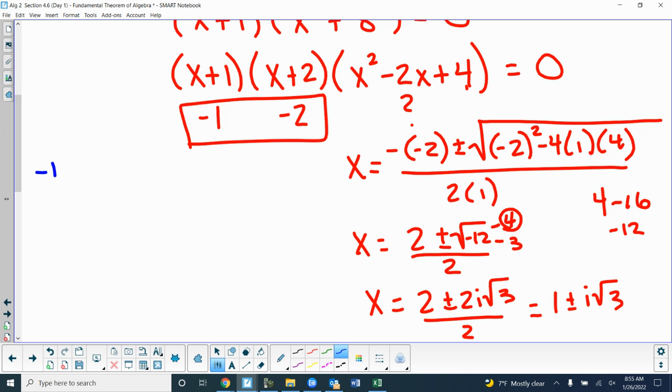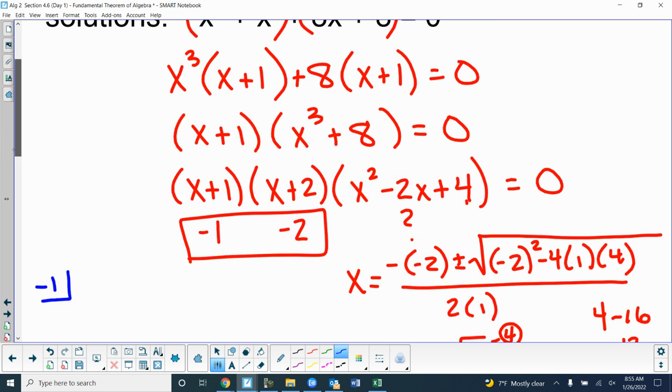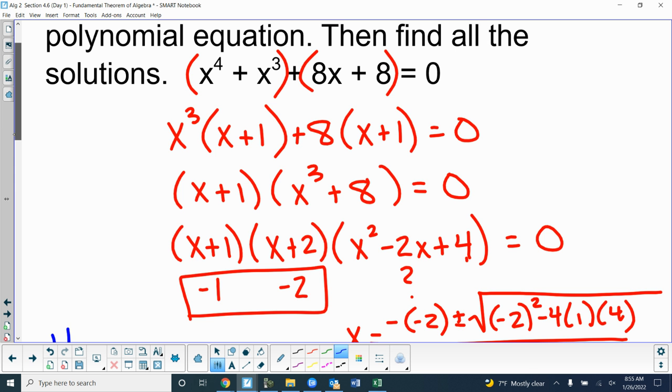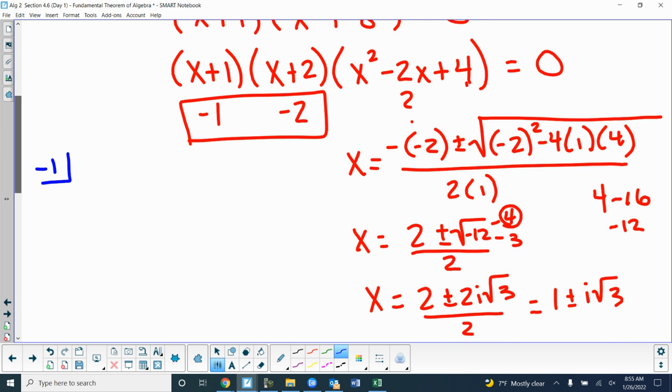You're going to put -1 in your corner, and then what do we have here? We got a 1, 1, 8. We got a 0 also for the x squared. Do you guys notice that? So we got 1, 1, 0, 8, 8, because there was no x squared.